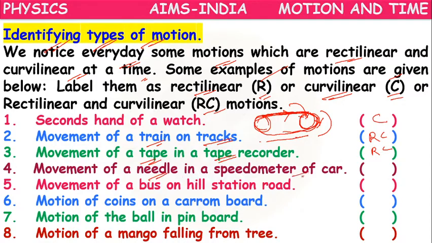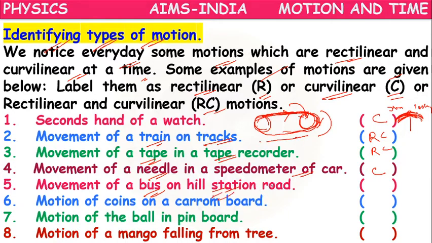Movement of needle in speedometer of a car. In the car, you will be having a speedometer, 0 kilometer, 100 kilometer, like that. Based upon your speed, the speedometer will change. It's curvilinear.